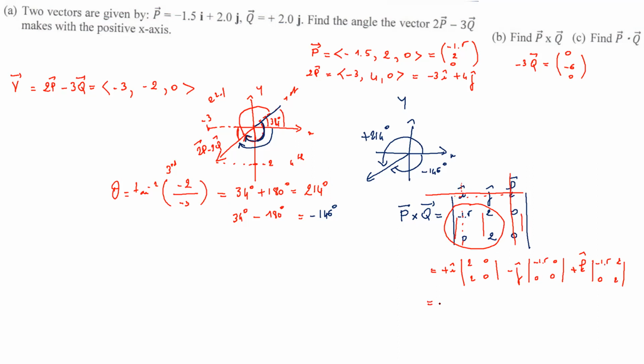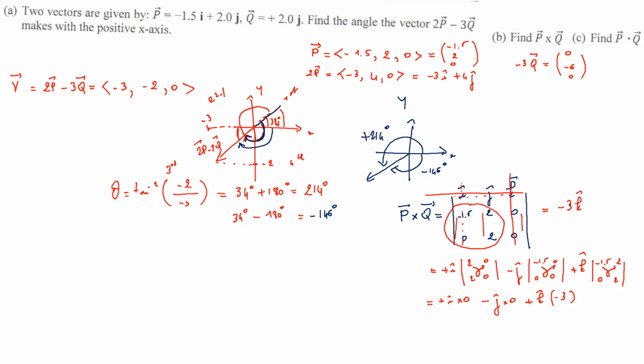Now, this will give me what? Plus I hat. You remember how to calculate a determinant, right? This multiplied by this minus this multiplied by this. So it will give you 0 here. Here, minus J hat. Of course, you will have also 0. Okay. Plus K hat, now you will have 2 multiplied by minus 1.5. That gives you minus 3. Okay, and then 0. This multiplied by minus this multiplied by this. So at the end of the day, you get that P cross Q vector will give you minus 3 k hat.